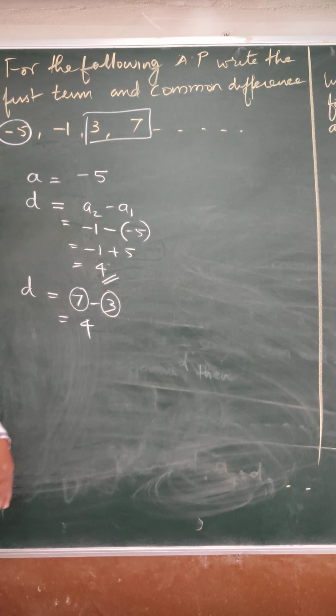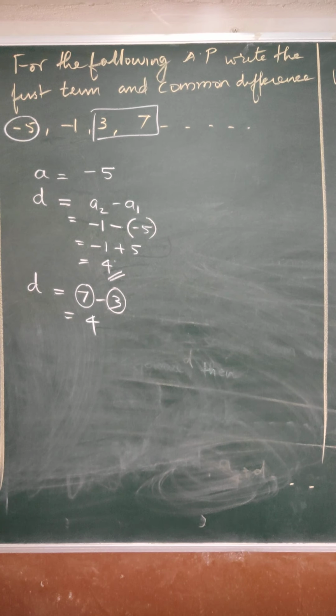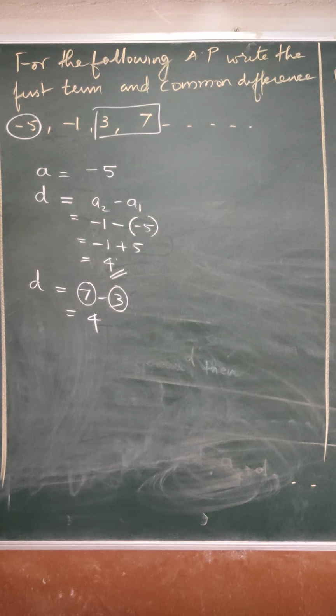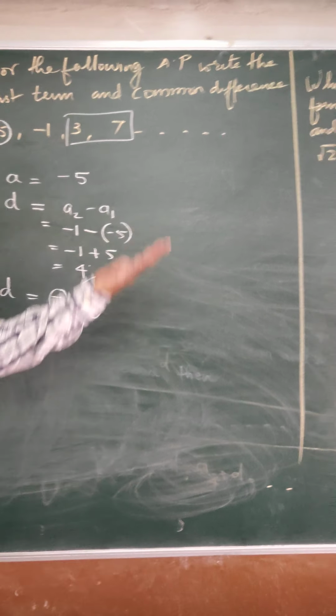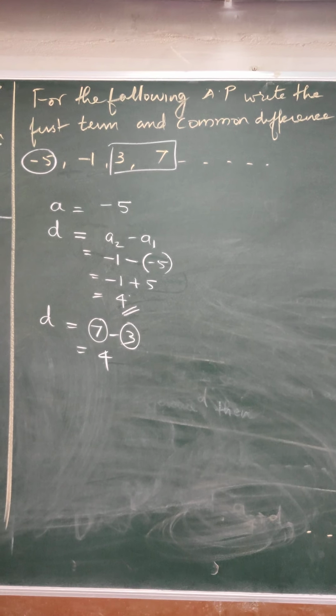When you are finding the common difference, it is always the next term minus the previous term. Don't do first term minus second term. It will give the answer in the negative form. So common difference is always obtained by subtracting the next term minus the previous term. So this was the second question, which was based on your NCERT textbook.